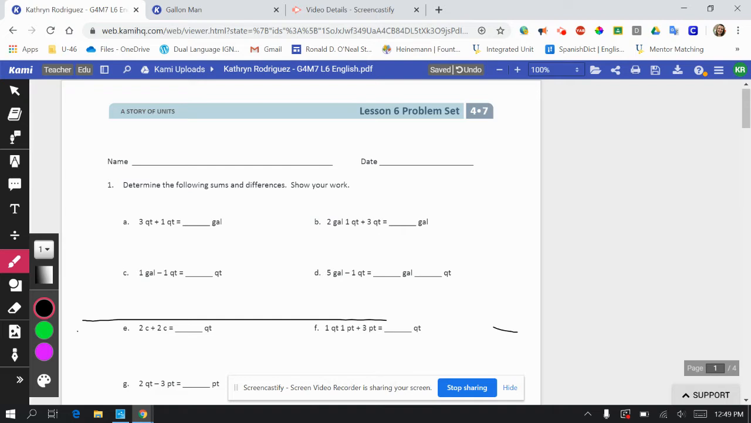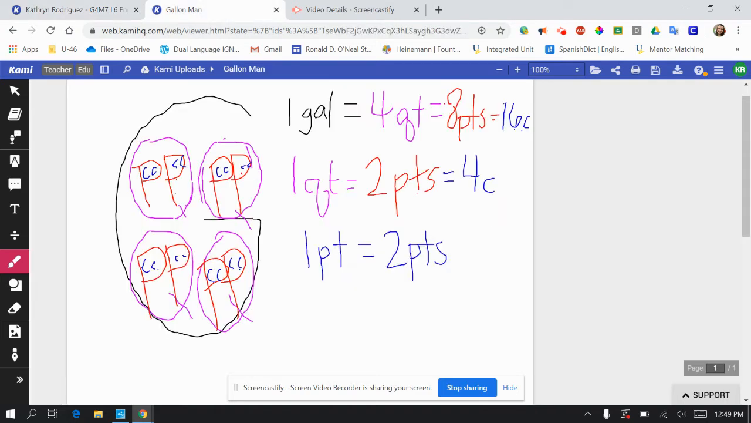Letter A, 3 quarts plus 1 quart. Now, you'll remember from class I use lots of V's to say this is what I'm doing. So I'm taking the 3 plus the 1, and I'm adding it to be a 4. Now, notice it's 4 quarts. So can I just take the 4 over here and write it as my answer? No, that's not going to work. So I have to say, okay, 4 quarts equals how many gallons? Now, if you did the Gallon Man video with me, then you will know.